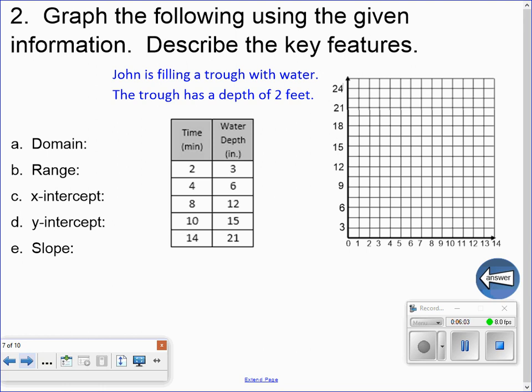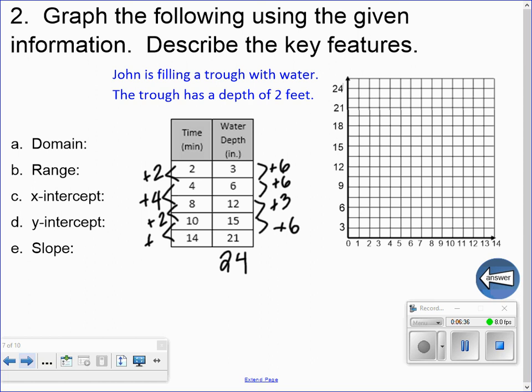Now we know 2 feet. The max that we could go up to in inches would be 24. And so we could continue to follow this change. This is a change of plus 6, and then plus 3, and plus 6, and plus 3. So it looks like our intervals here, although they're not the same, they're proportional.